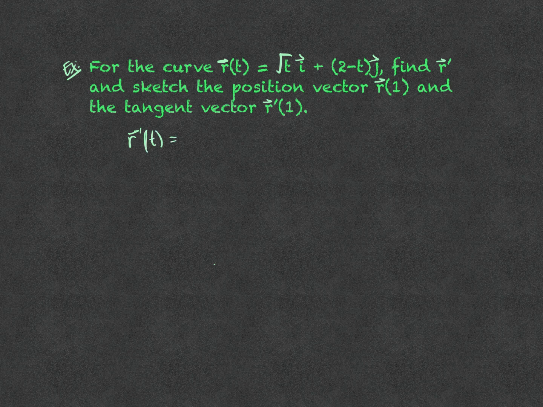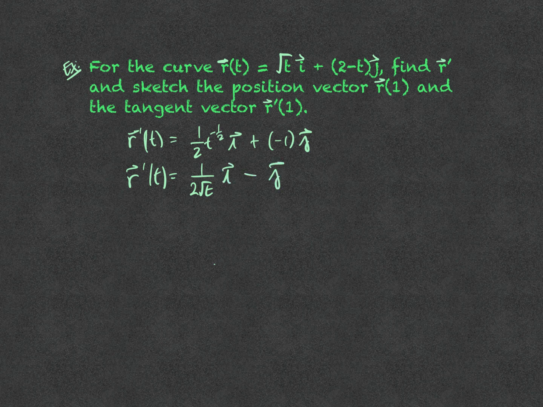The derivative of the square root of t, remember that's t to the 1/2, is 1/2 t to the minus 1/2 i, plus the derivative of 2 minus t is negative 1j. So let's rewrite that: the derivative of r is 1 over 2 square root of t i minus j. Now remember that this is parametric and x equals the square root of t and y equals 2 minus t.